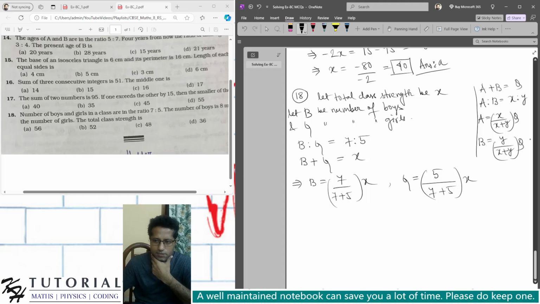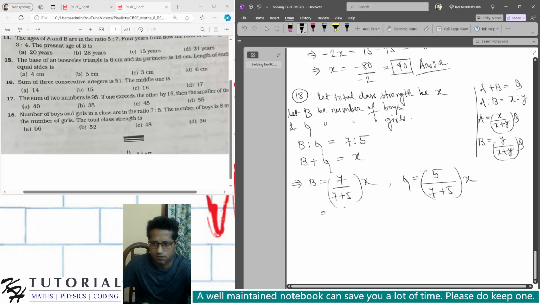Okay, so this same concept we have applied in this problem. We have assumed X to be the total class strength, that is the sum of the number of boys and number of girls is X, that is B plus G is X, and also it is given that the number of boys and girls in the class are in the ratio 7:5. That is, we also know B is to G is equal to 7:5. So we can say that B will be equal to 7 by 7 plus 5 multiplied by X, and G will be equal to 5 by 7 plus 5 multiplied by X.